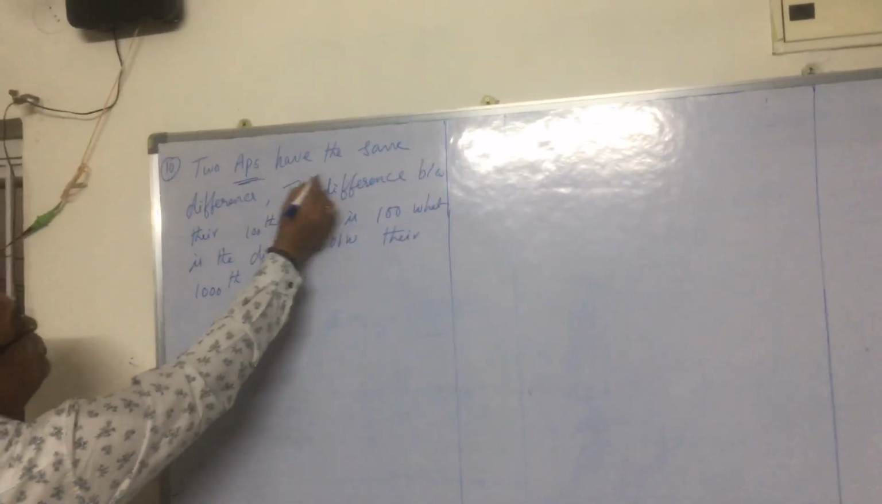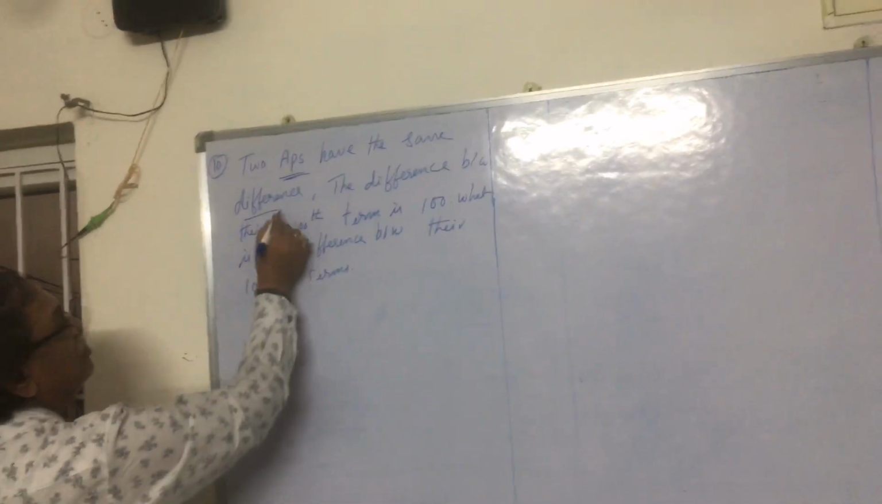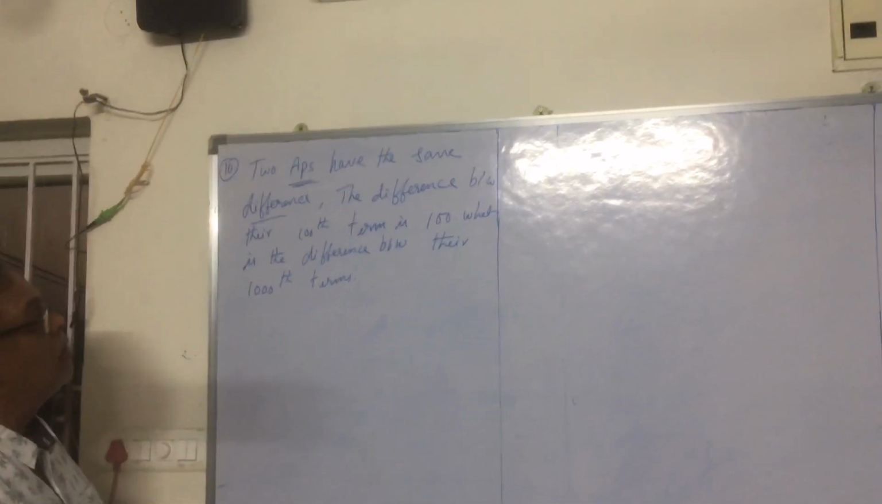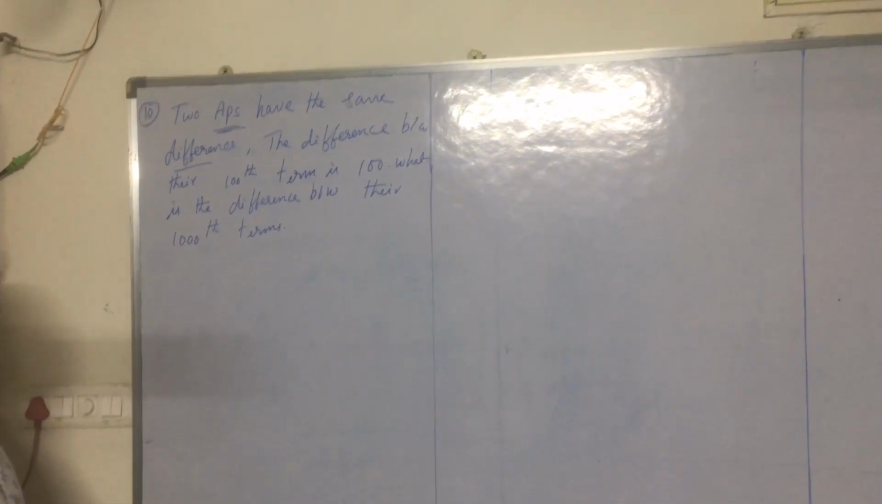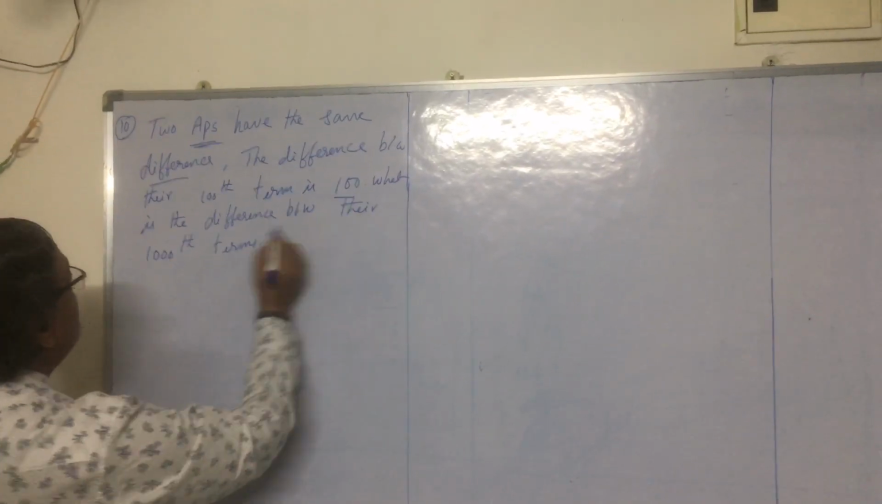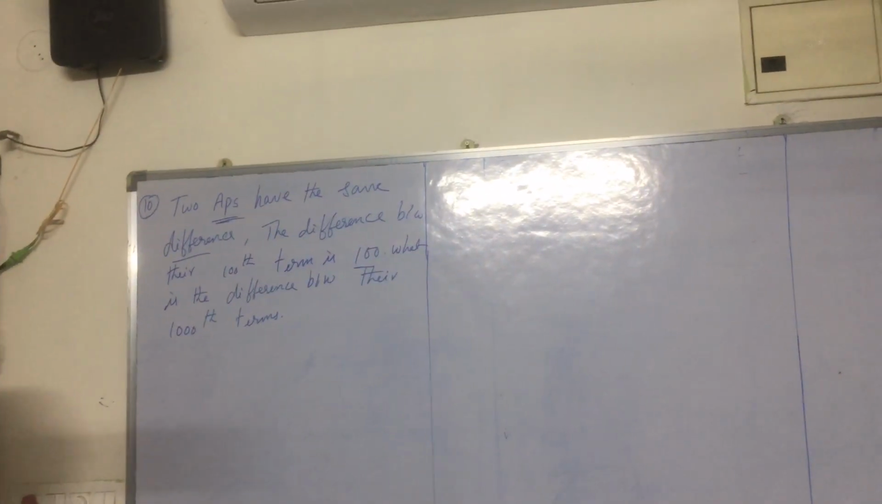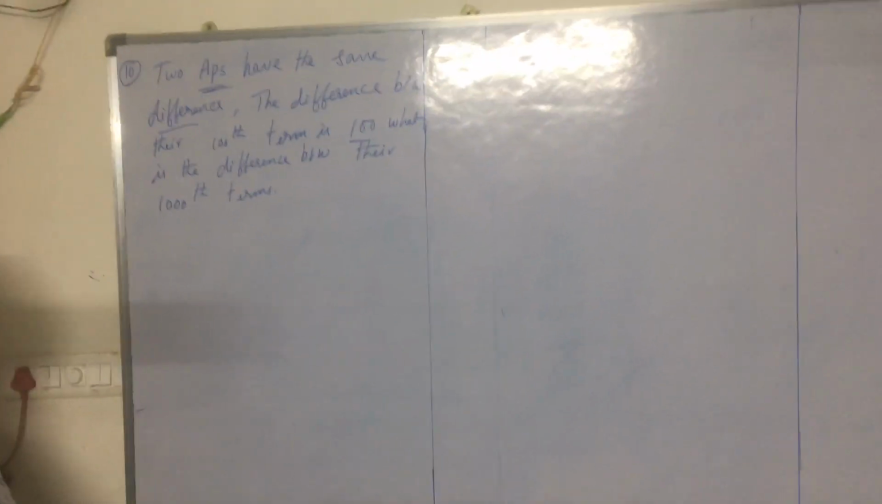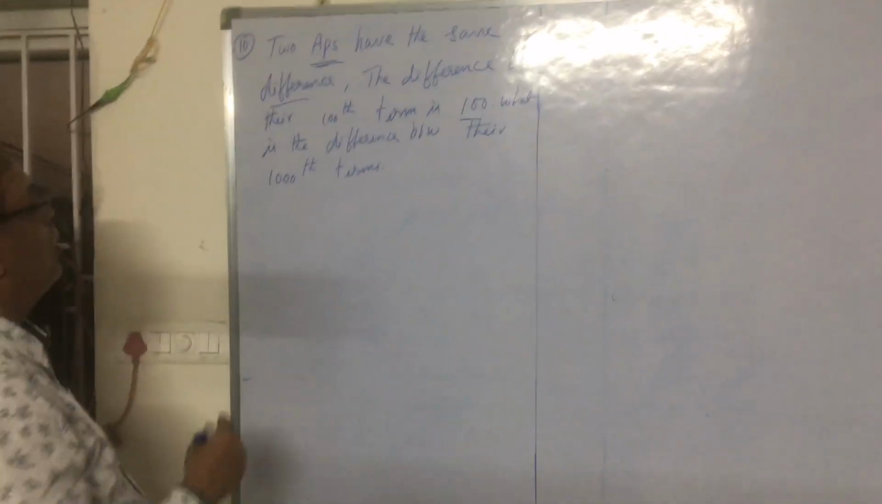Two APs have the same common difference. The difference between their 100th terms is 100. What is the difference between their 1000th terms? Next, we have also 1000th terms.